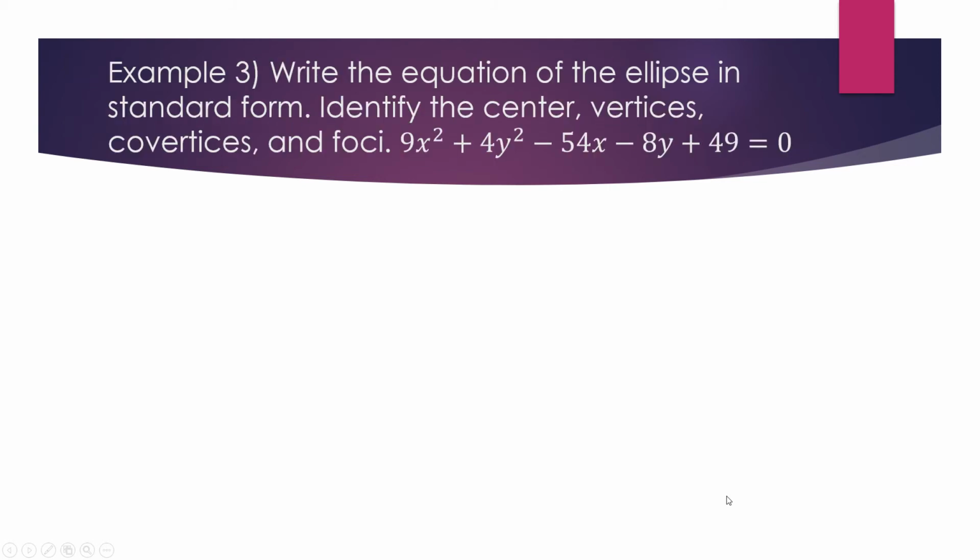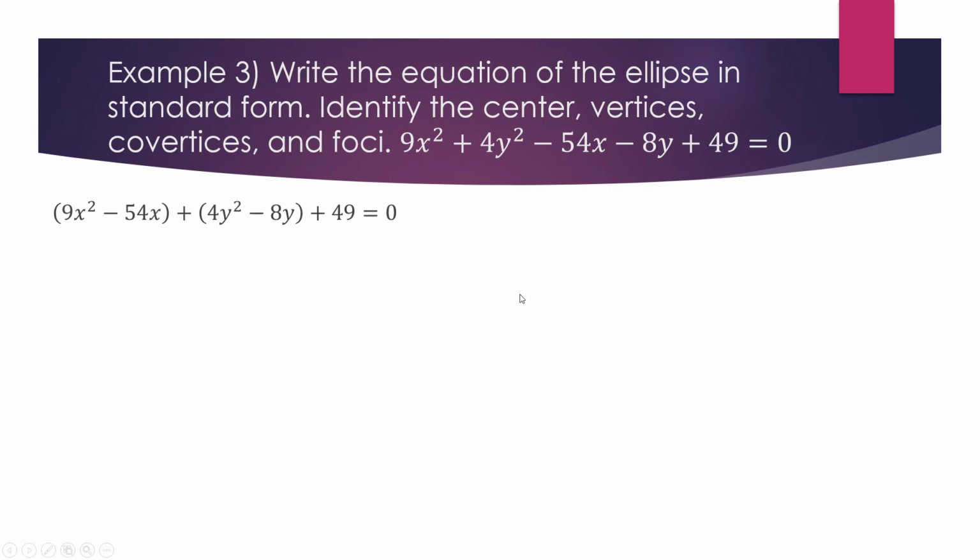All right, and I believe this is our last example for today, example 3. We're going to write the equation of the ellipse in standard form, identify the center, vertices, co-vertices, and foci. And our equation that we're going to be working with is 9x squared plus 4y squared minus 54x minus 8y plus 49 is equal to 0.